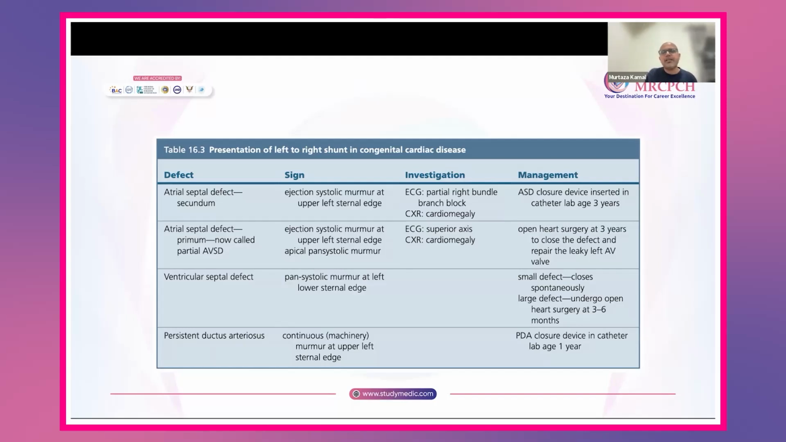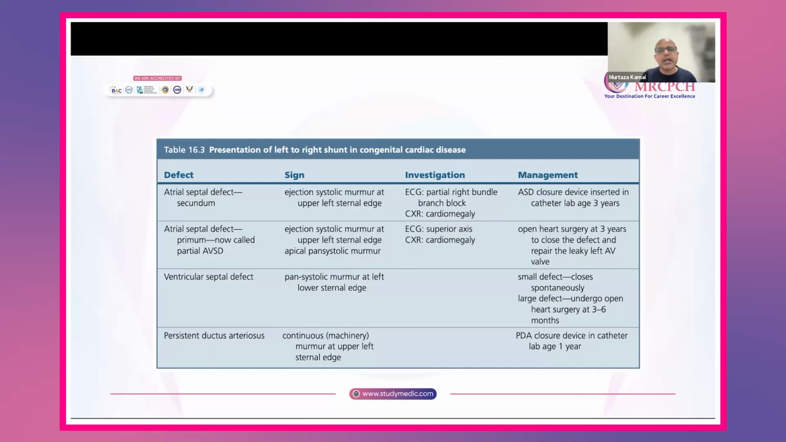And if it is a partial AV canal defect and there is some small VSD, it can produce an apical pansystolic murmur due to the VSD. ECG in this case is very important because you will get the superior axis, left axis, and the X-ray will show cardiomegaly. So ECG is guiding in these cases.